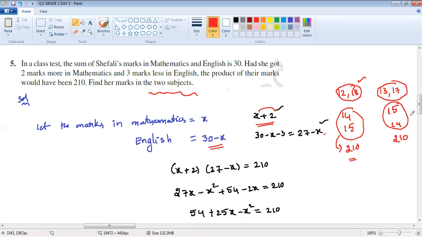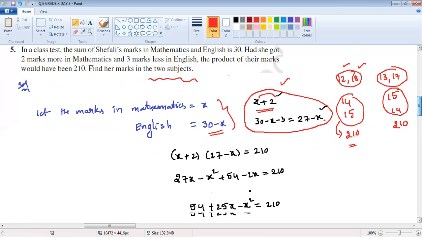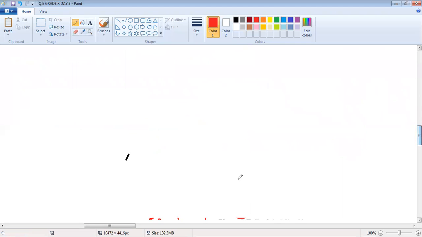Sir, 14, 15. No. 12 and 18 is the answer. Yes, sir. This is after that. At first itself, this is marked. Are you clear? Yes, sir. Next, one more question.